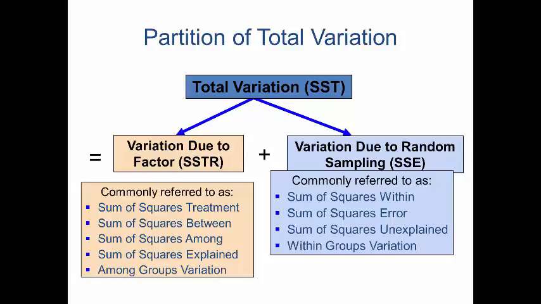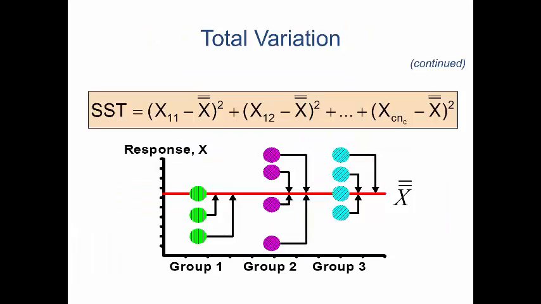Now, within group variation is also known as variation due to random sampling, sum of squares within, sum of squares error, and sum of squares unexplained.